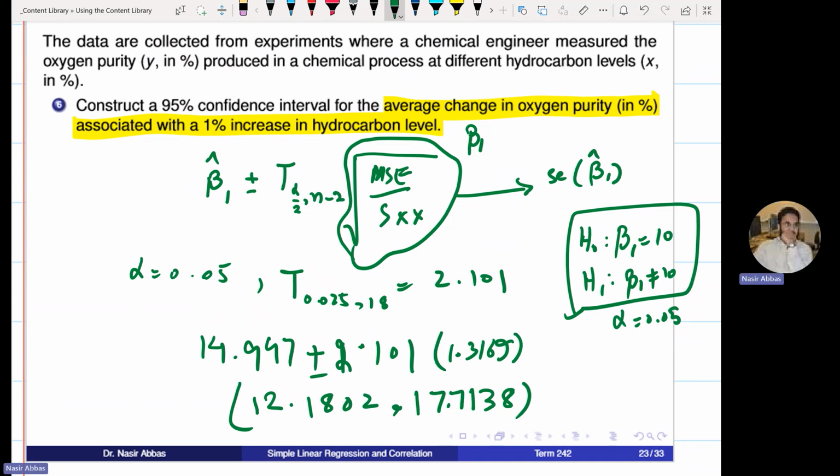But what if the question was to test it at 10% level? Then you cannot answer. The level of confidence for the confidence interval and the hypothesis test has to match. If it doesn't match, you cannot answer. You cannot answer a 10% test based on a 5% confidence interval, okay? So they have to match. Remember that.